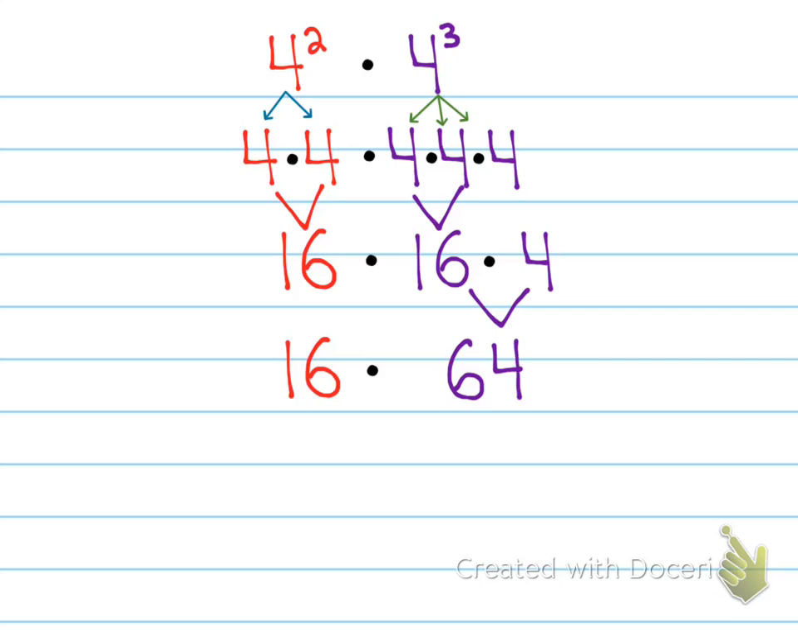And remember, because I'm only multiplying, I could multiply in any order that I want. I think it's easier to do 16 times 4 than 16 times 16. And lastly, I have to multiply 16 times 64. I'm going to break out my calculator for this one. And 16 times 64 is 1,024. So 4 squared times 4 to the third power is 1,024.